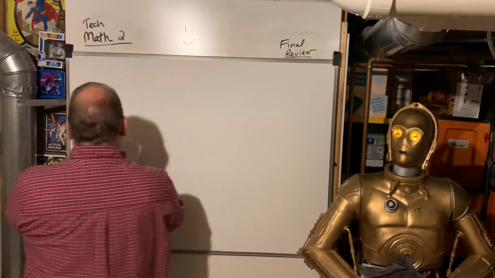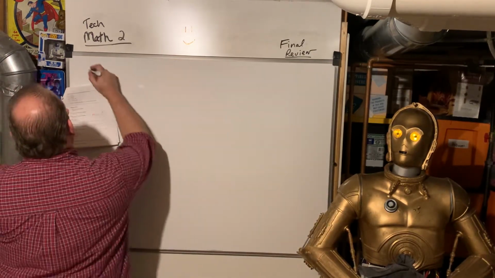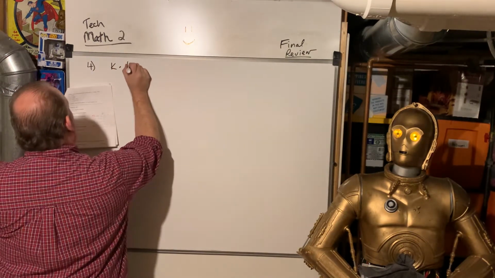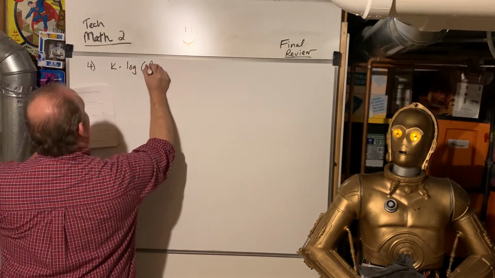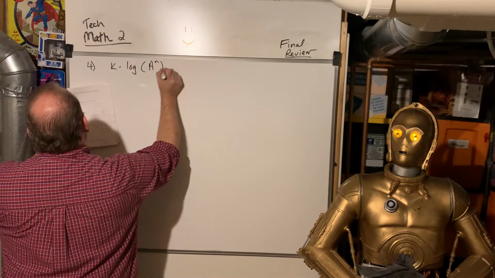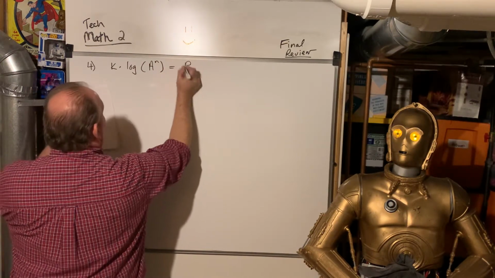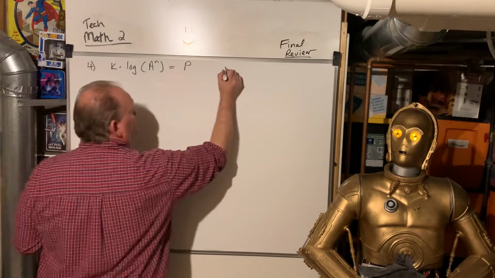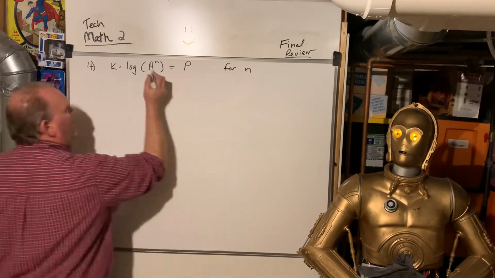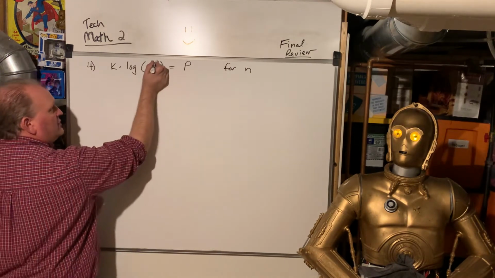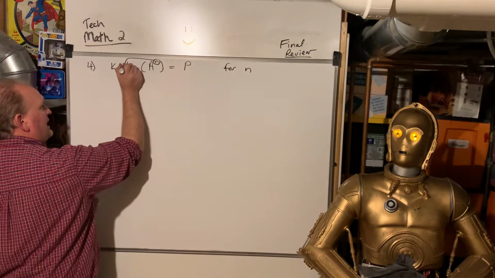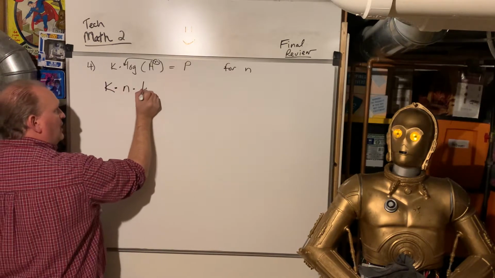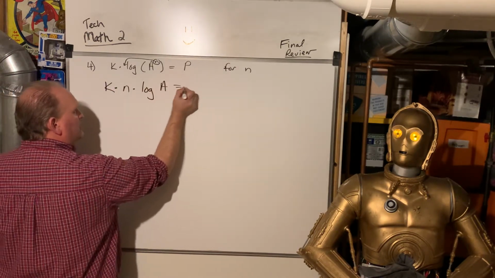All right. So we are looking at number 4, solve for n, when we have k times log a to the nth equals p. So this is actually easier than it looks. They said solve for n. So n, if you already have the log here, you can pull that down in front. So we have k times n times log a equals p.